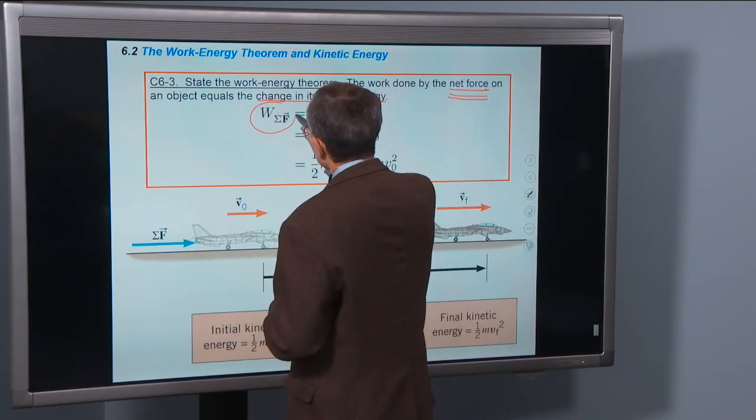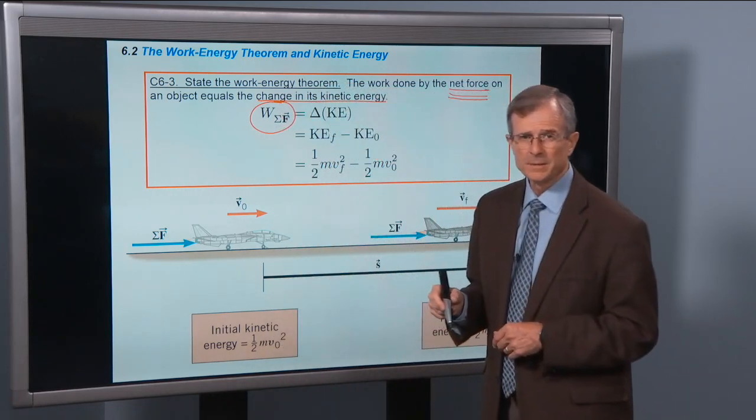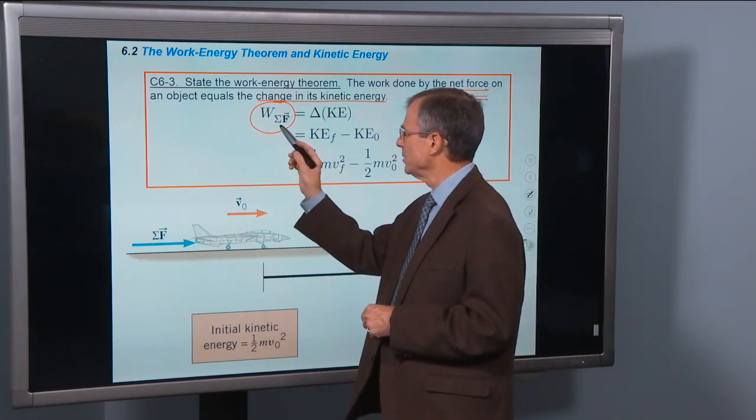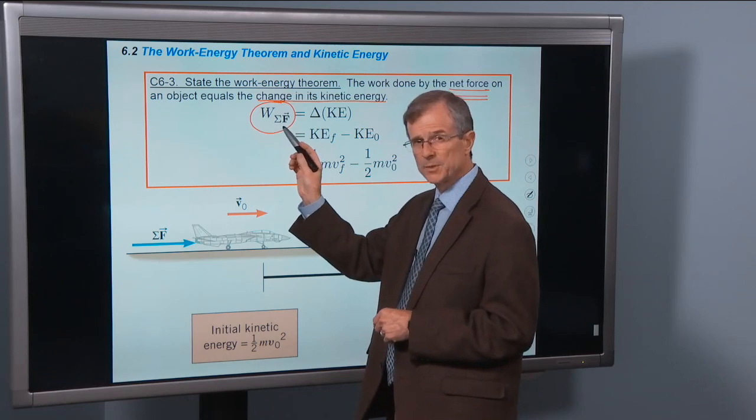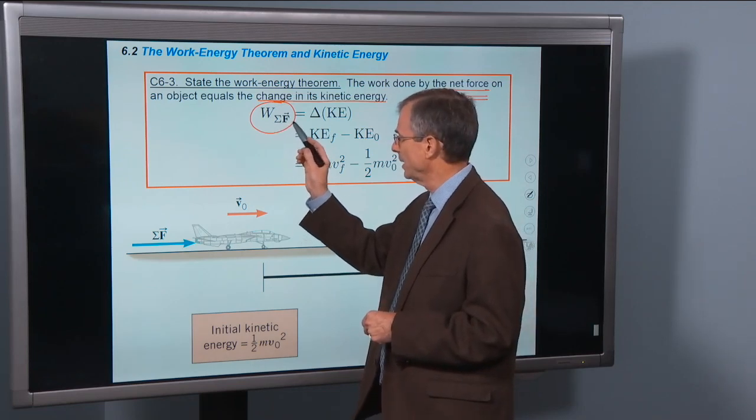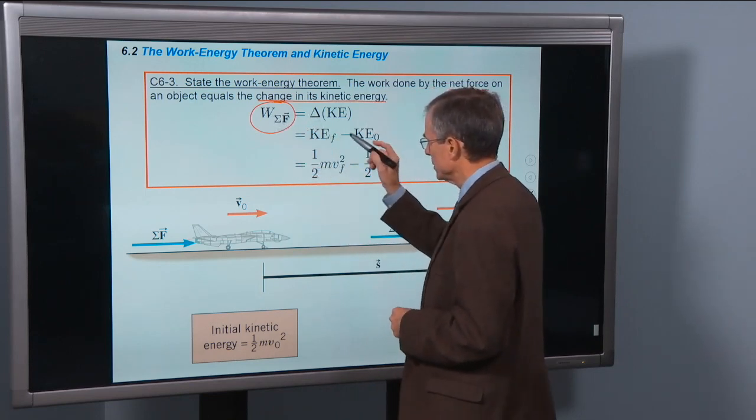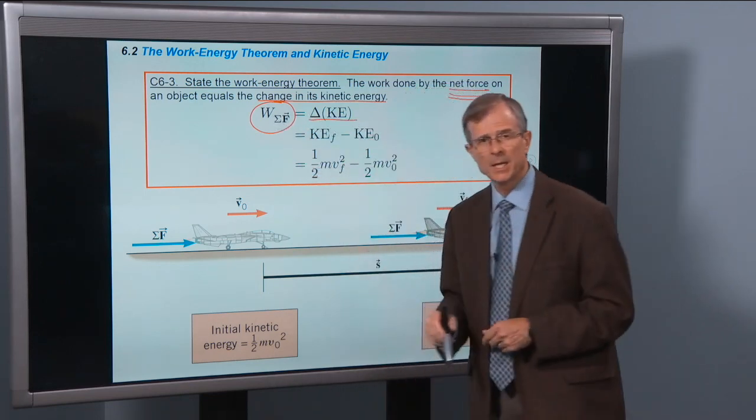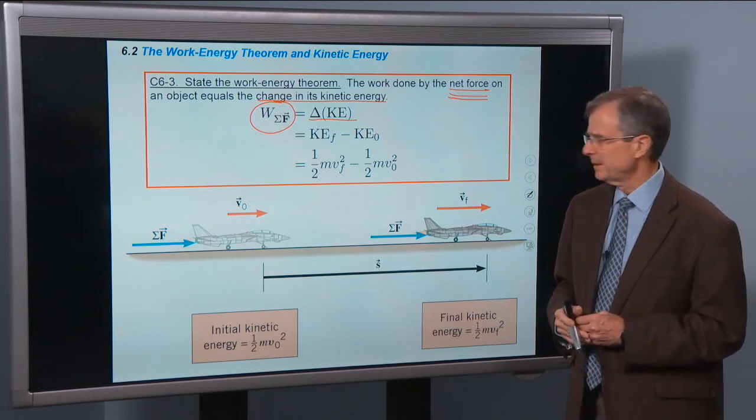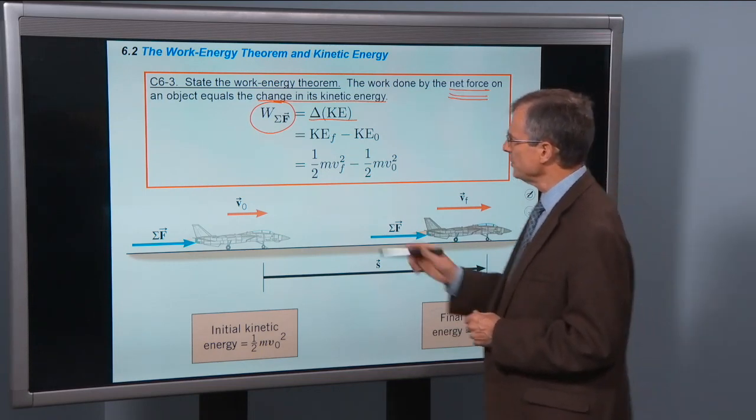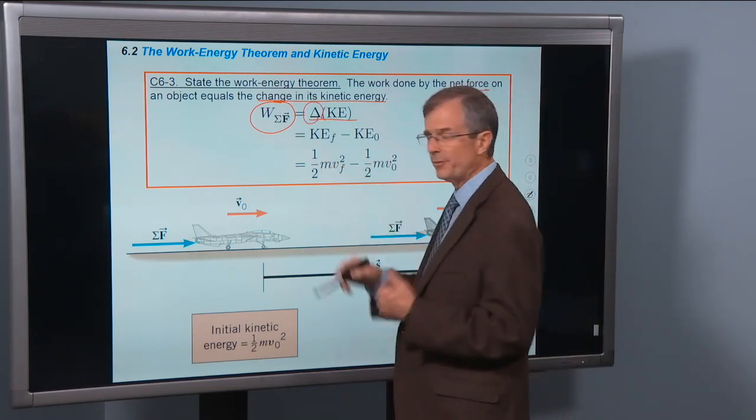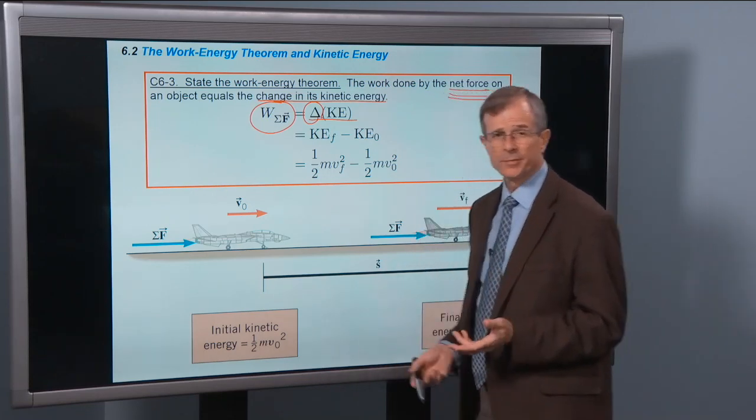So here's the work done by the net force. We write the net force using this capital sigma, sigma F. That means the net force, and that's the work done by the net force, equals the change in the kinetic energy. What do we mean by that? Well, we always use this symbol delta to mean final minus initial. No difference here.